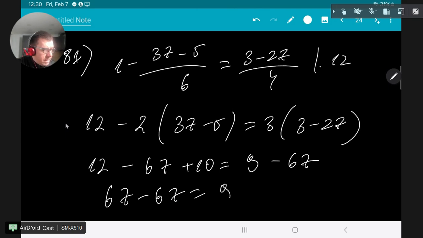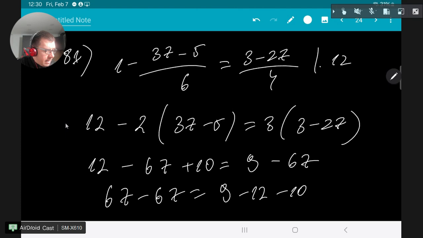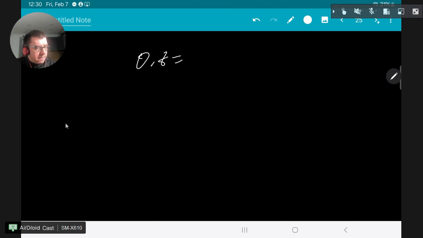this goes with minus 12 minus 10, so 0 times z or x, whatever you prefer, equals this will be minus 22 plus 9, which is going to be minus 13, right? Minus 13. And now which number do I multiply by 0 and get minus 13? Obviously there is no such number. z belongs to the empty set.